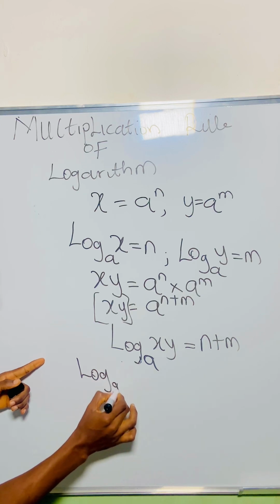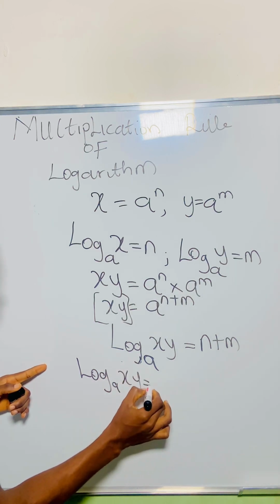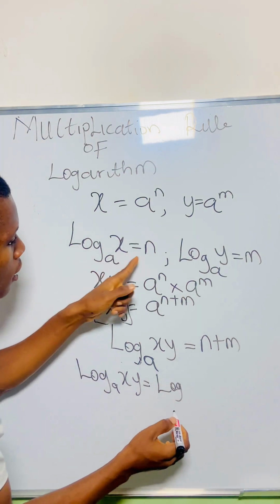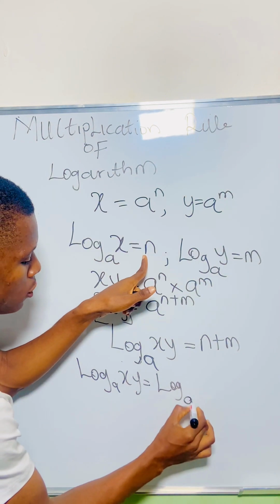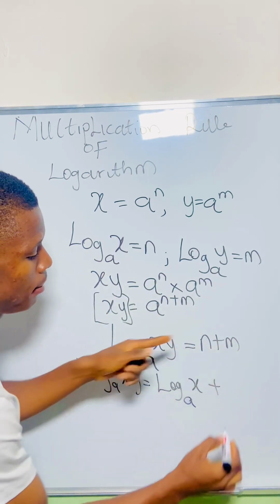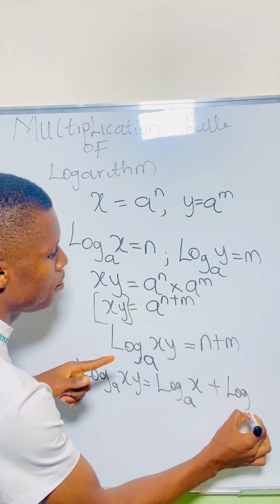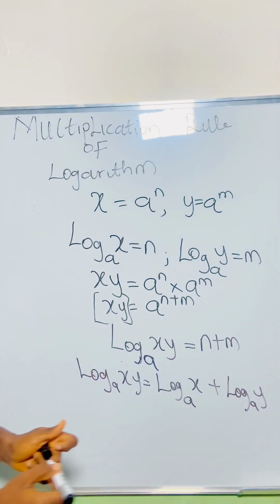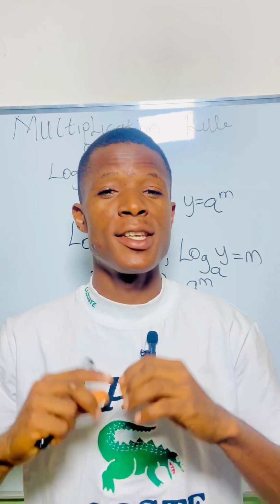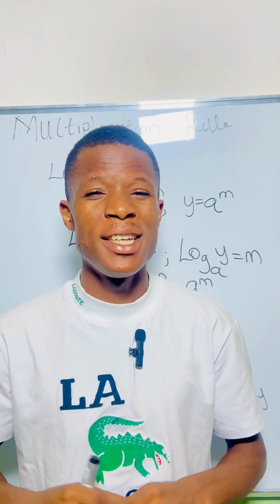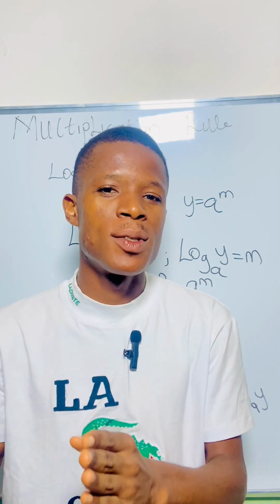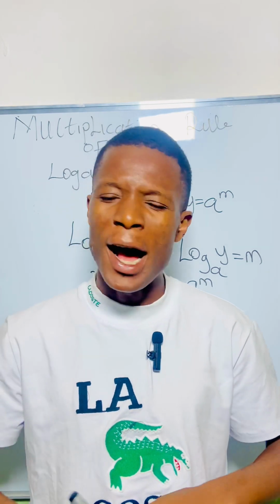So the logarithm to the base a of xy is equal to the logarithm to the base a of x, since our n is equal to logarithm to the base a of x, plus logarithm to the base a of y, that of our m. So that means if you wish to multiply two numbers together and find the logarithm of their result, it is the same thing as adding the two logarithms of the two numbers together. I believe this is nice.